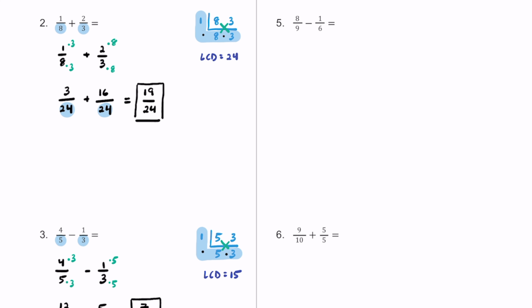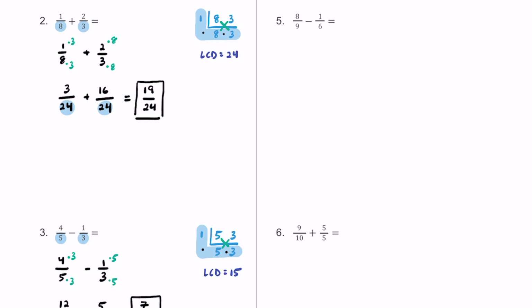For number 5, we have the fractions 8/9 take away 1/6. So we would like to subtract these fractions, but they are different sized pieces. 9 and 6 are not the same denominator, so we can't just go ahead and do that from the beginning.